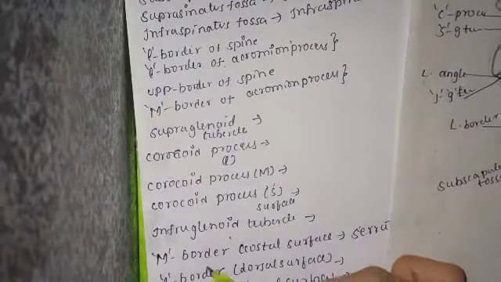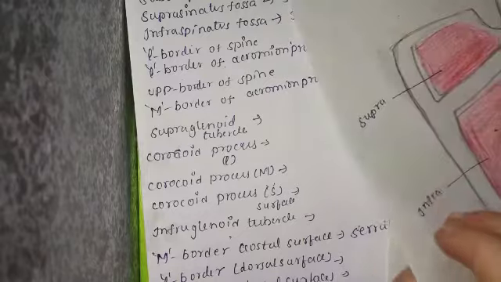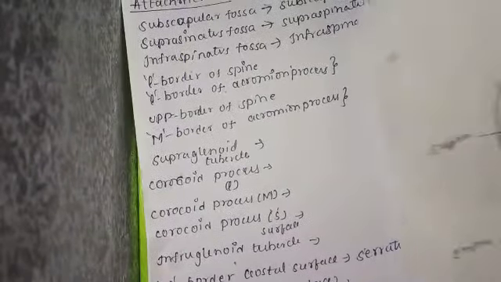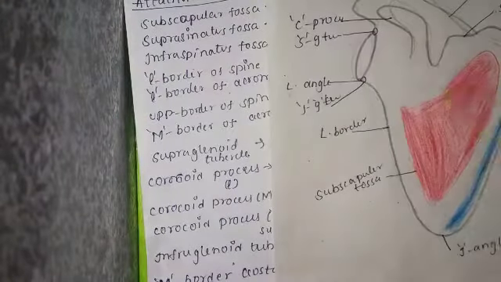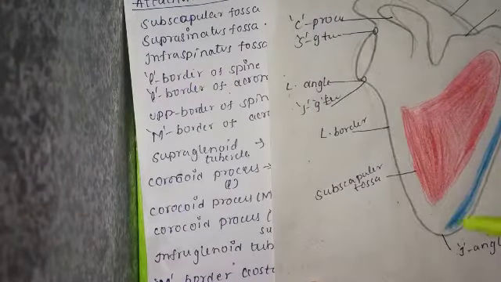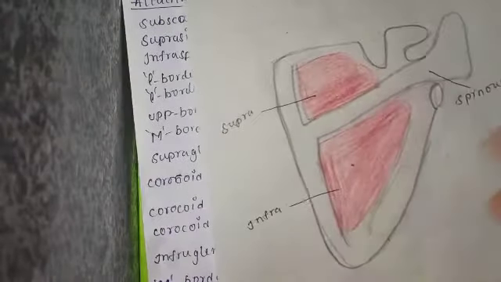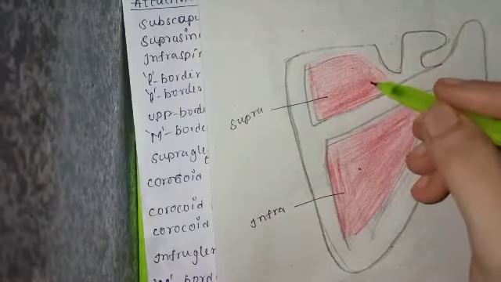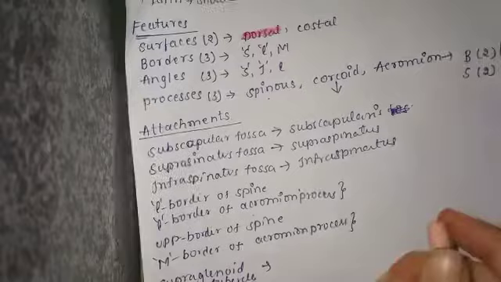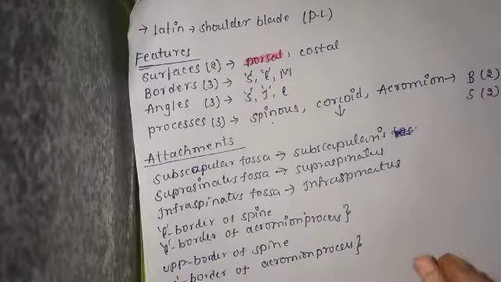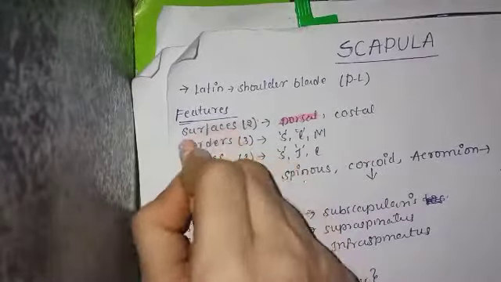Coming to the lateral border, here at the dorsal surface we can see the attachments. Okay, this is the dorsal surface. Now at the costal surface at the medial border we can see the attachment of the serratus anterior muscle. At the dorsal surface we can see the attachments of... as we have completed the attachments at the surfaces and the borders.